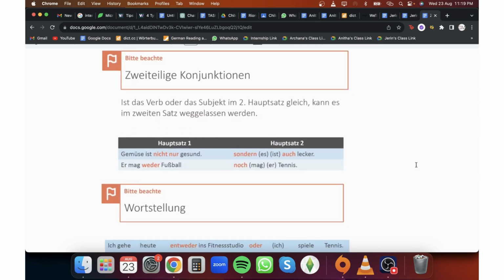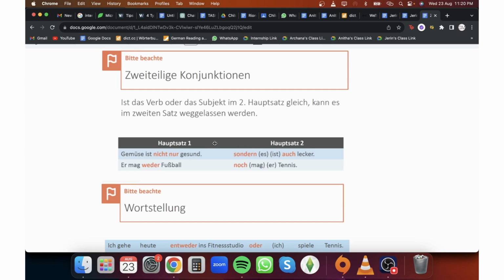Alright, coming to the verb positions, which is the most important thing. With two-part connectors, you have options. Like you can say, Gemüse ist nicht nur gesund, sondern es ist auch lecker. So you can say vegetables are not only healthy, but also they are tasty. Or but they are also tasty. Now what did I say in English? I can say vegetables are not only healthy, but they are also tasty. Or I can say vegetables are not only healthy but also tasty.